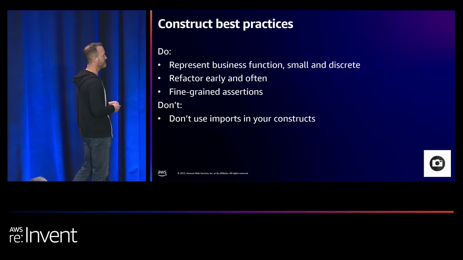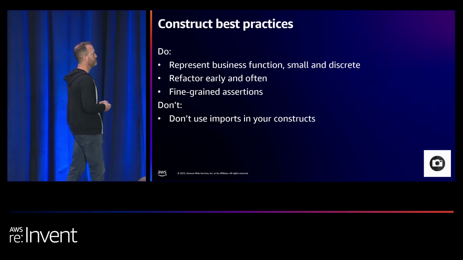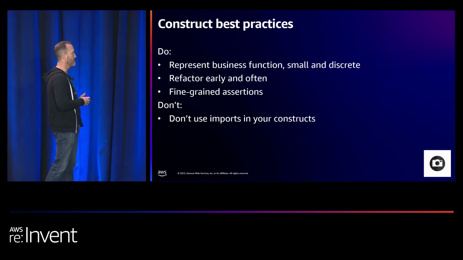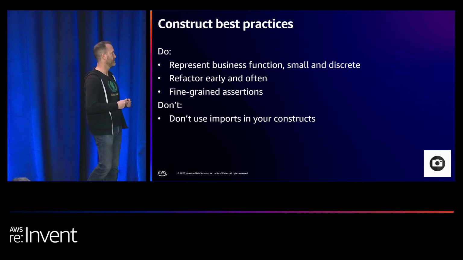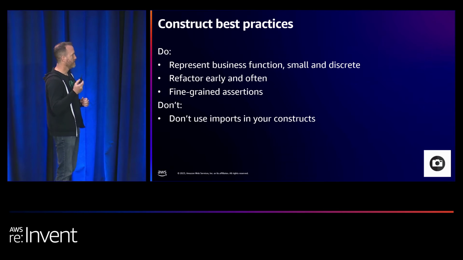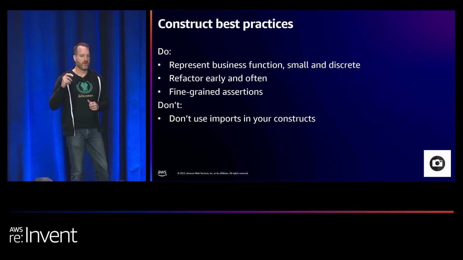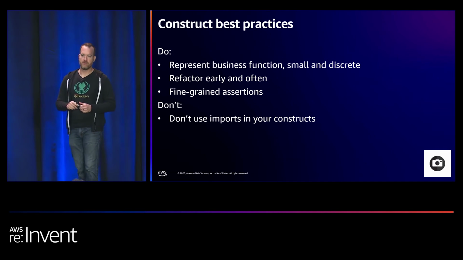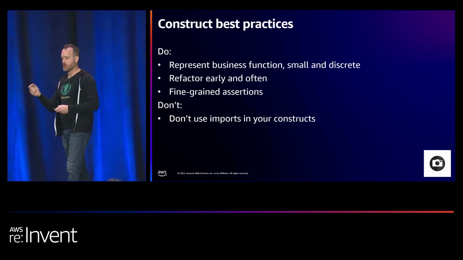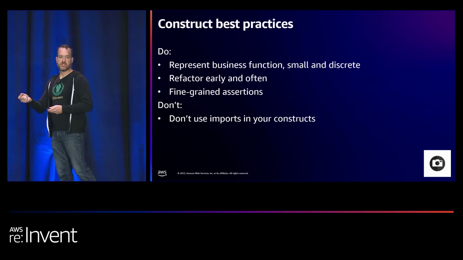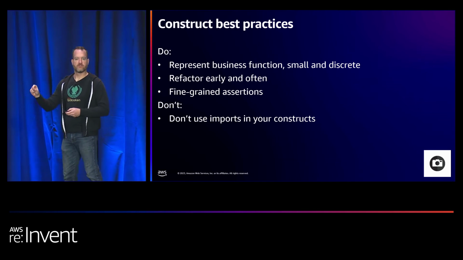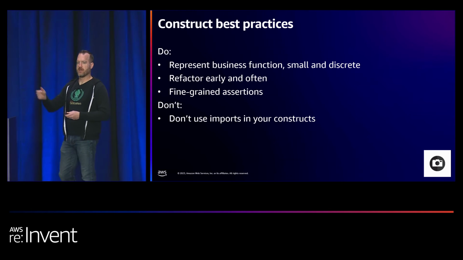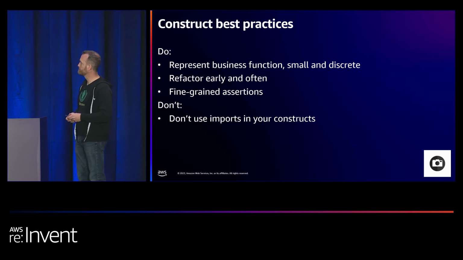As far as constructs go, constructs are supposed to represent business functionality. They should be small and discrete. You should, again, refactor early and often, and you should use fine-grained assertions for doing those tests. And finally, do not use imports within constructs. Stacks are responsible for importing resources in. Constructs that you build should always be given objects, not just a role arn as a string value and then inside there you passed around. You should be dealing with objects back and forth. Everything works a lot better if you do.